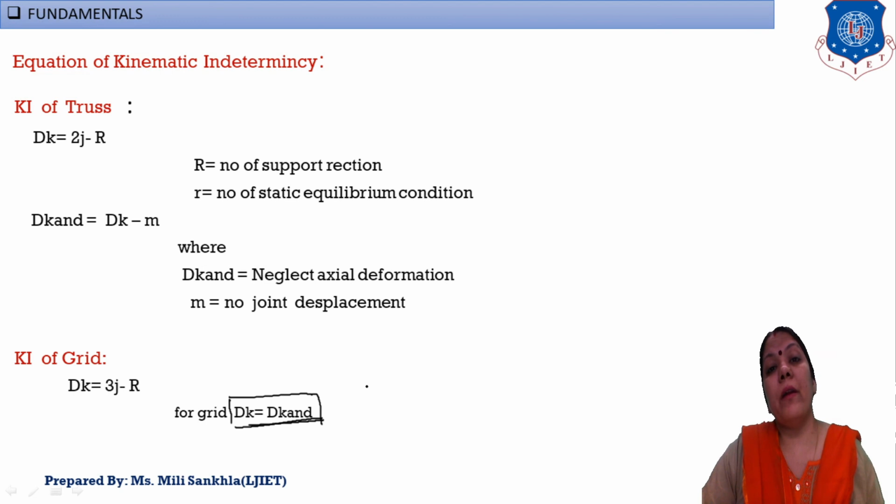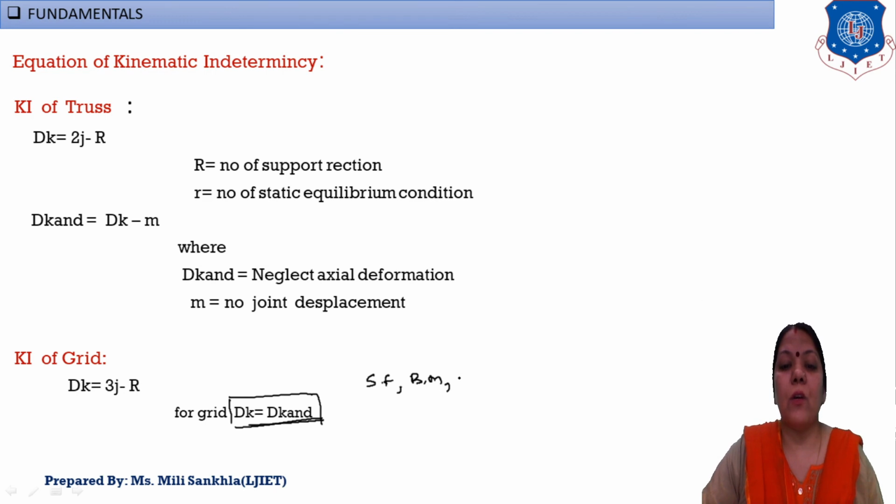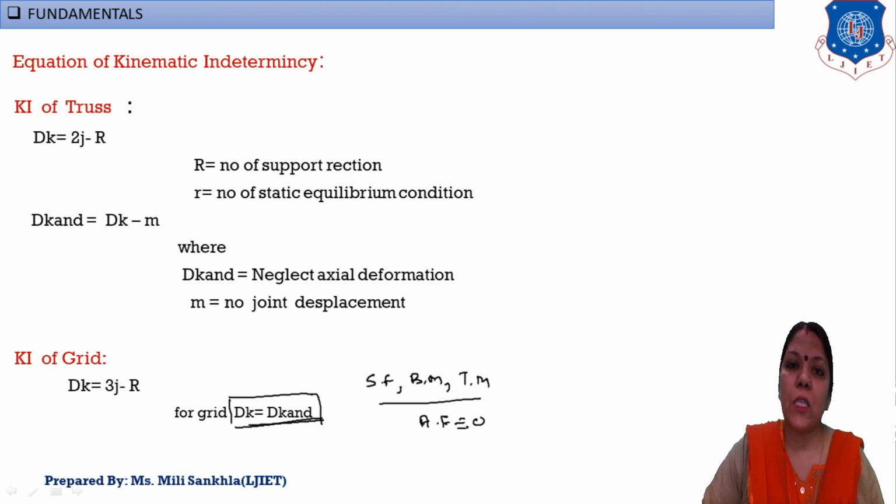If you remember, at the time of the theory portion I explained that grid is subjected to three types of forces. First force is shear force, second is bending moment, and third is twisting moment. Here there is no axial force. That means in grid type of structure, axial force is equal to 0. If axial force is 0, then why would we neglect axial deformation? So in grid type of structure, our dk is equal to dk NAD.